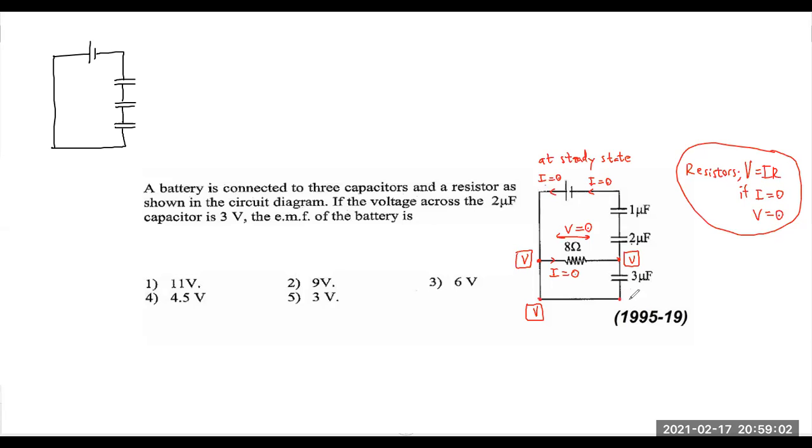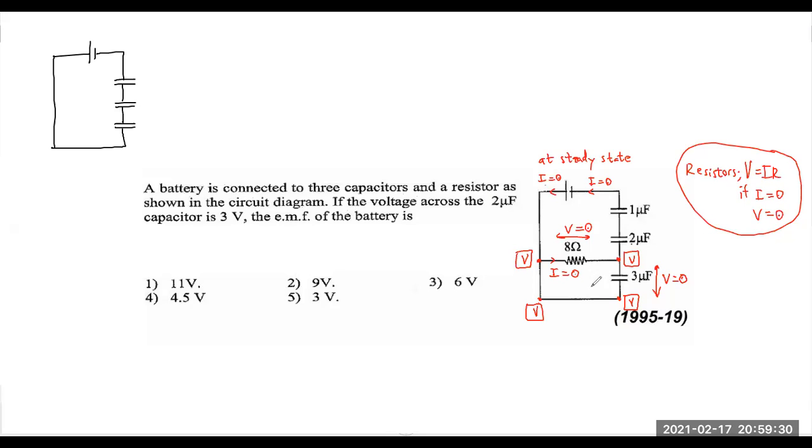And this one also will be V. If there is no resistor or capacitor, then the same electric potential will be there. Now, at this point also electric potential is V. At this point also electric potential is V. Therefore, the potential difference across this capacitor is equal to 0. V minus V, it will be 0.